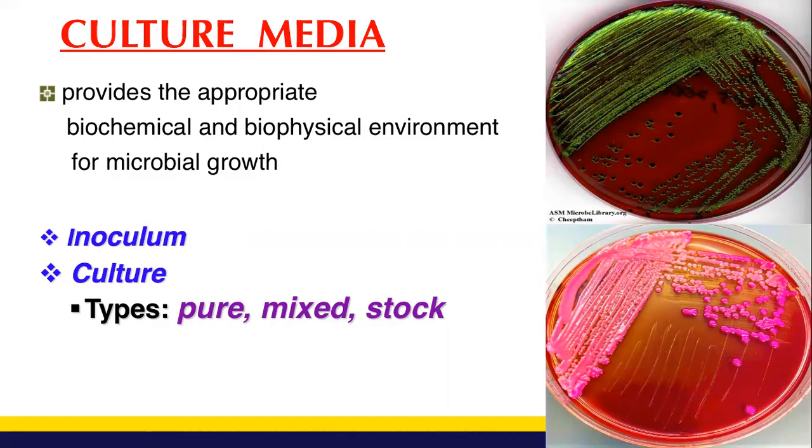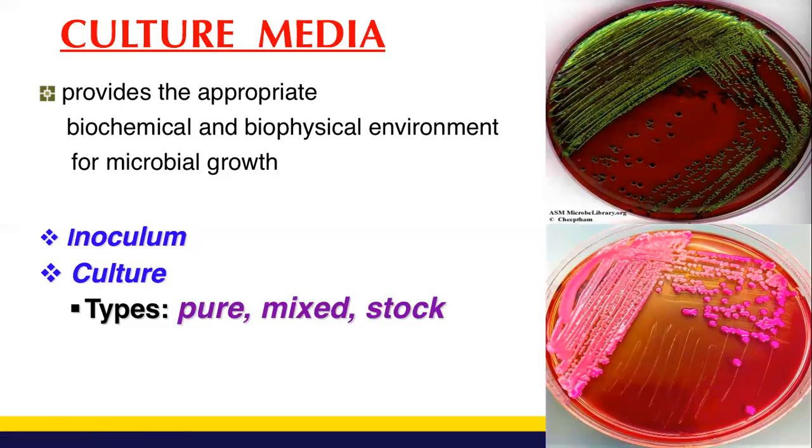A culture, on the other hand, refers to organisms or microbes that are growing in or on a culture media, like this. This pink structure here is called a culture. Same with this one, the greenish structures that you see here are called a culture. So these are microorganisms growing on or in a culture media. A culture is divided into three types: we have pure, mixed, and stock.